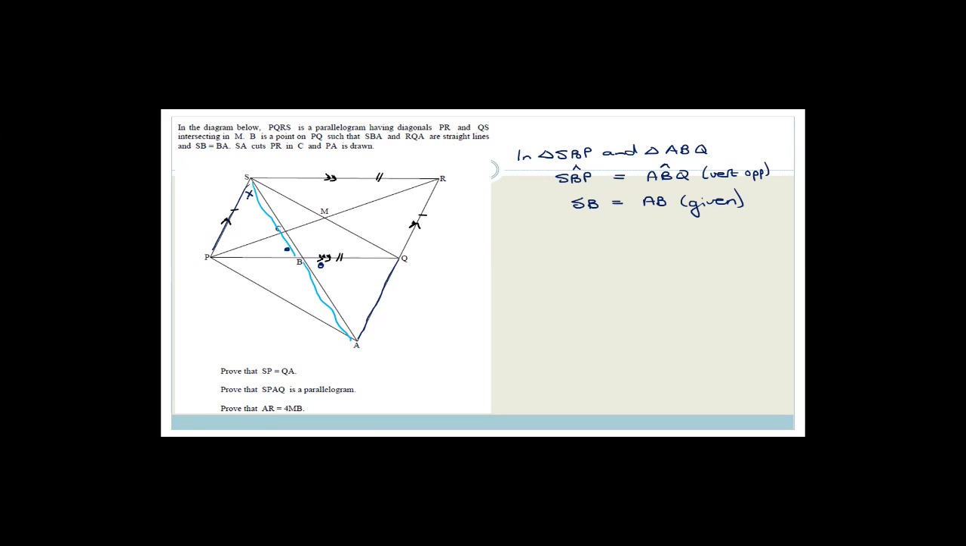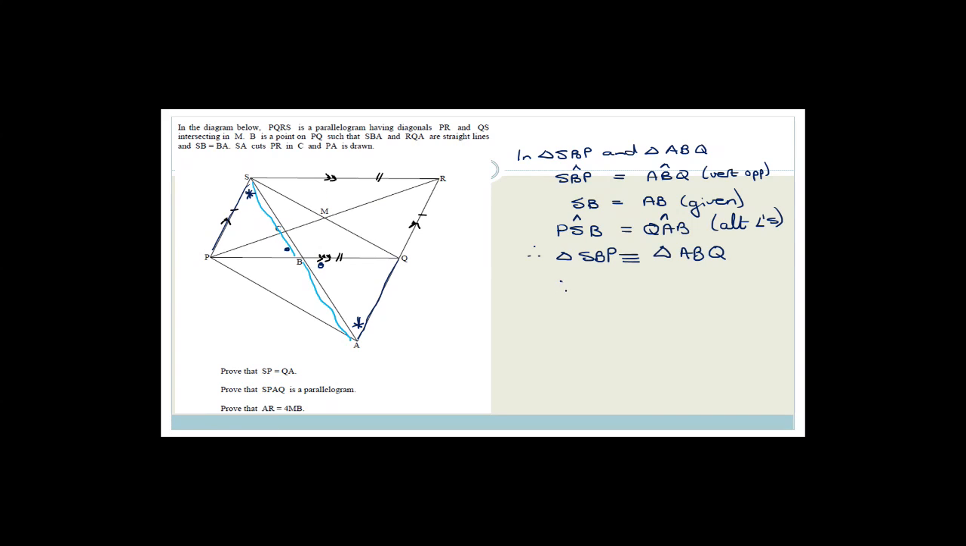And then we also know that this angle here is going to equal this angle here because these two lines are parallel and these angles are alternate. So therefore we can say PSB is equal to, now remember it has to be in the same order, PSB, so it's going to be QAB. Why? Because they're alternate angles. Okay, therefore triangle SBP is congruent to triangle ABQ. I really don't know why it's so slow today.